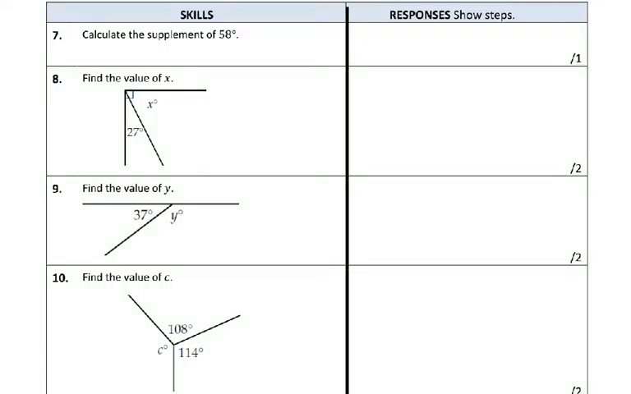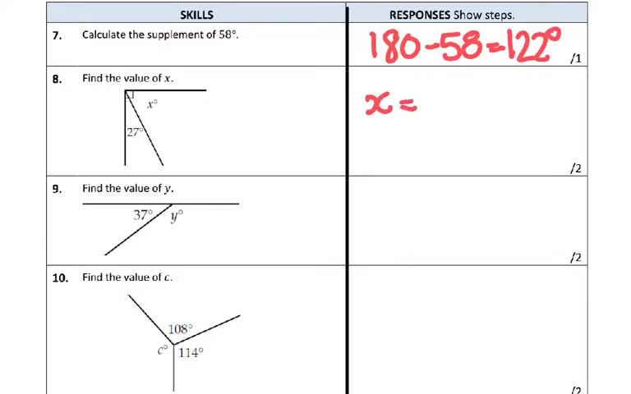The supplement of 58 degrees is found by taking 58 away from 180 degrees, and so that angle is 122 degrees. To find the value of x, we take the 27 degrees away from 90 degrees, which gives us 63 degrees. That's because this here is your right angle, because of the little square in the corner.